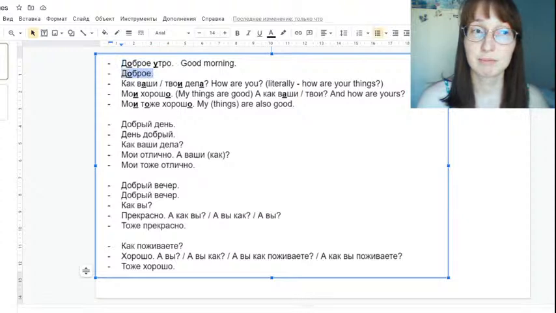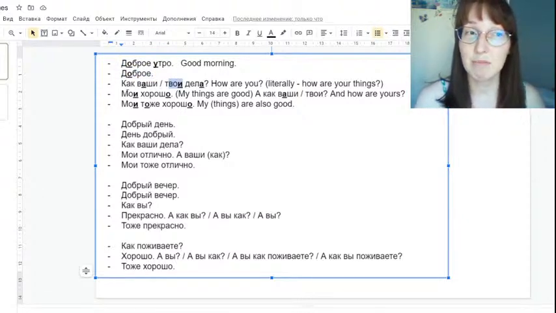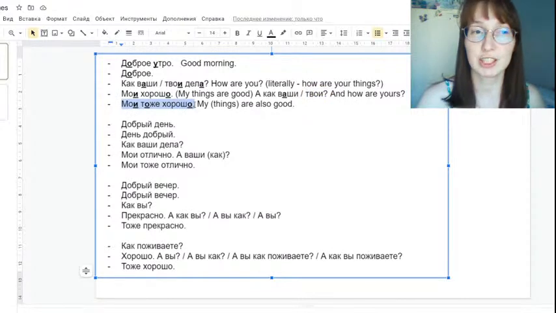Доброе утро. Доброе. Как твои дела? Мои хорошо. А как твои? Мои тоже хорошо.